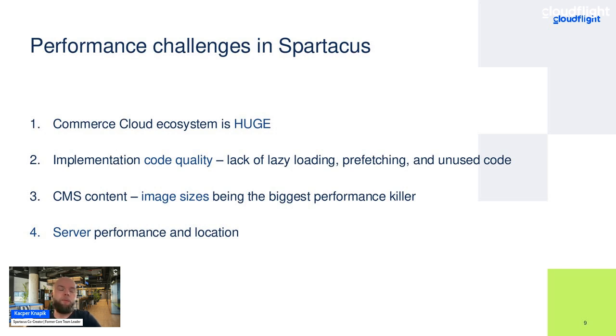Another big performance killer is CMS content. As I said before, Spartacus is by design CMS driven. So everything that is added to the CMS, to SAP's Smart Edit for example, is being rendered. The images are the biggest problem. There are ways to improve it, and edge caching can help with this. But in general, CMS content is a really big performance challenge.